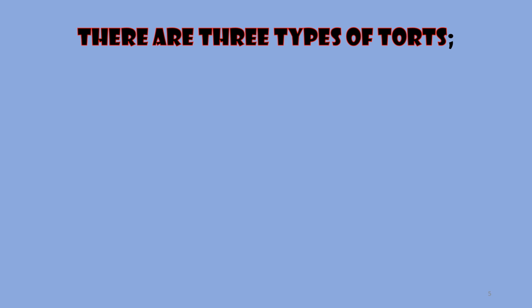Now, there are three basic types of torts. The first type is an intentional tort. Now, I want you to look at that first word, intentional. Intentional means on purpose. Intentional torts occur when the defendant takes actions intending certain consequences, or knowing they're likely to result.